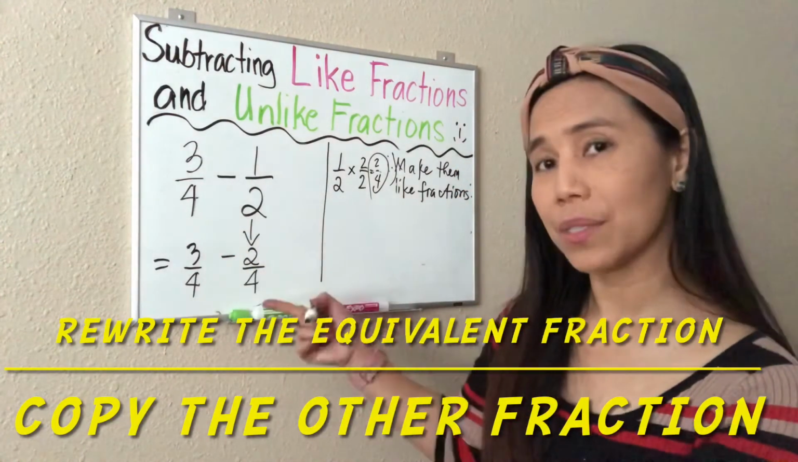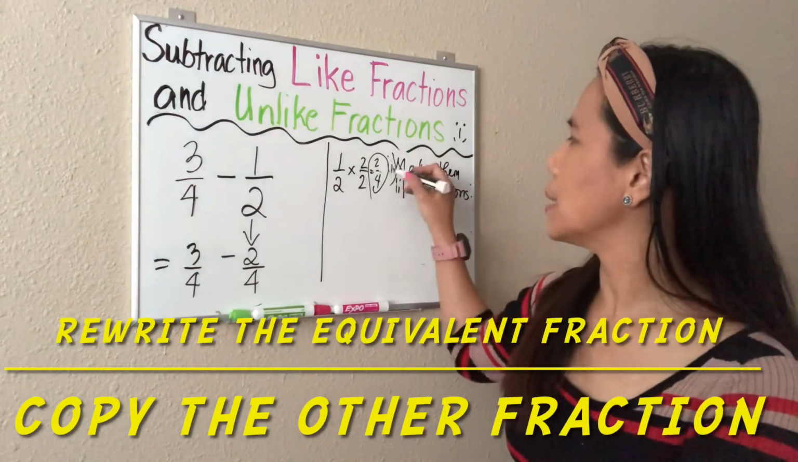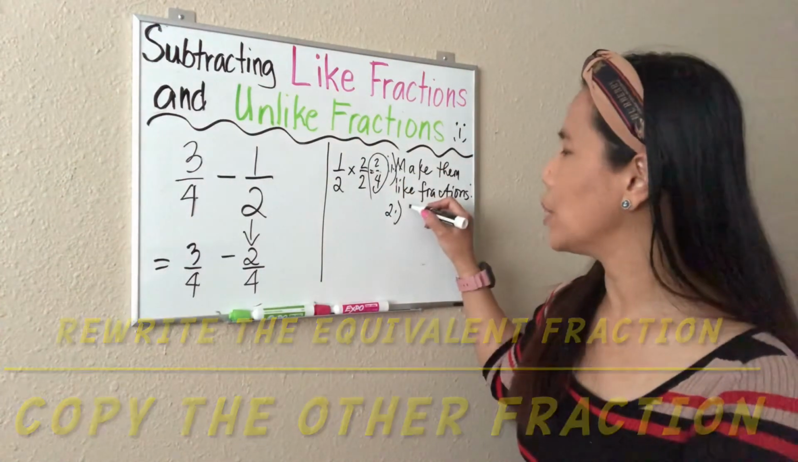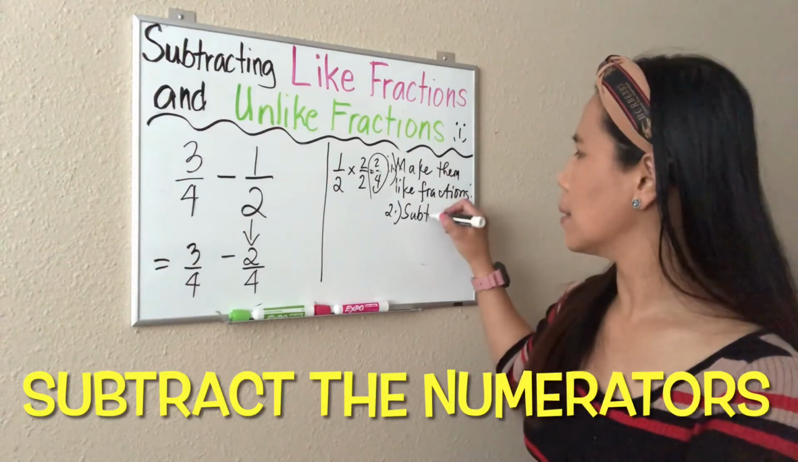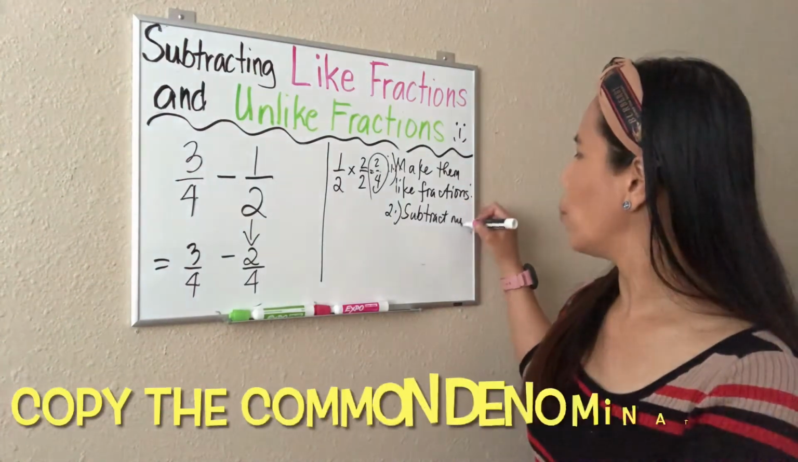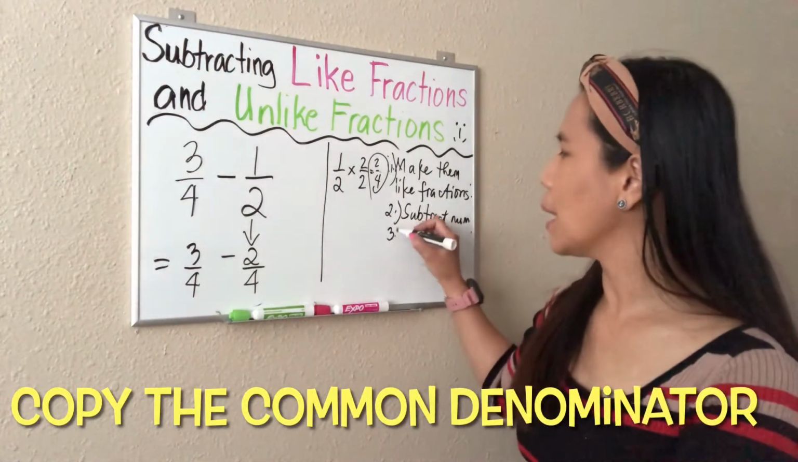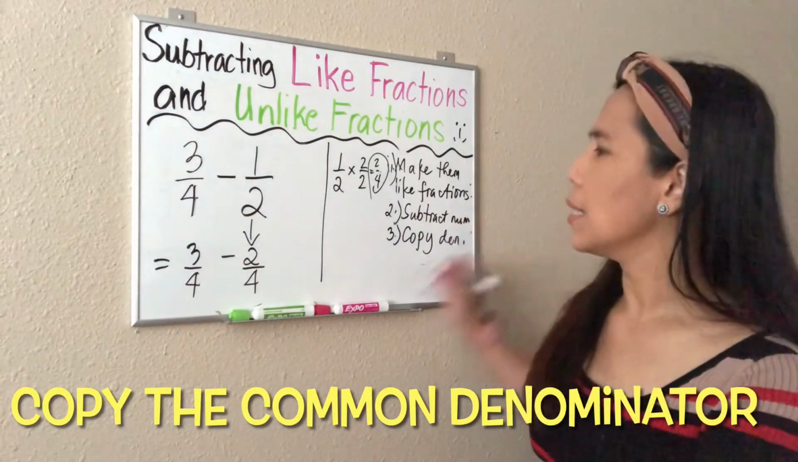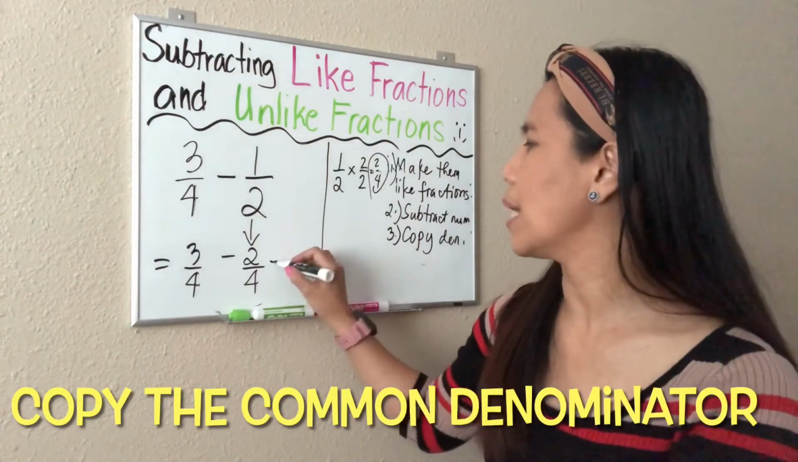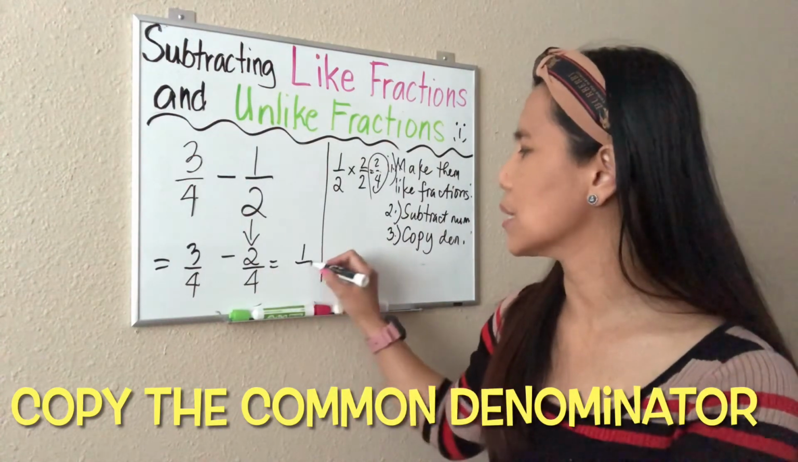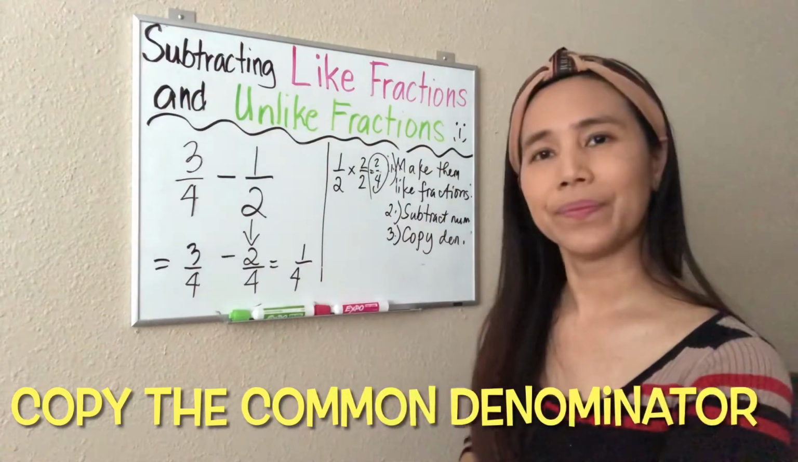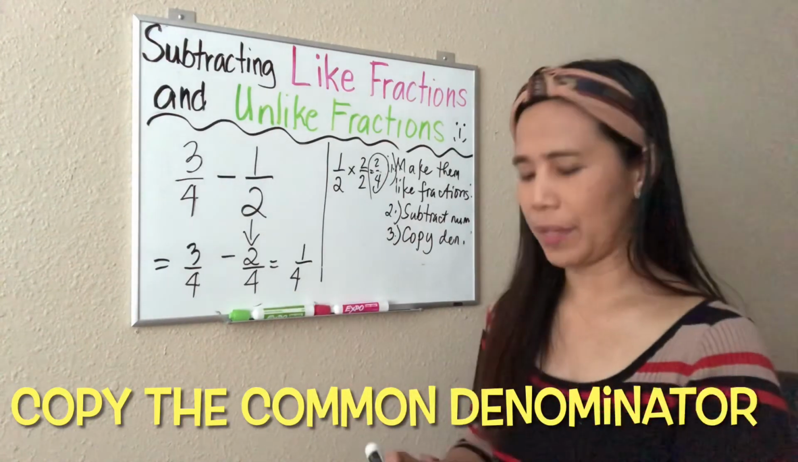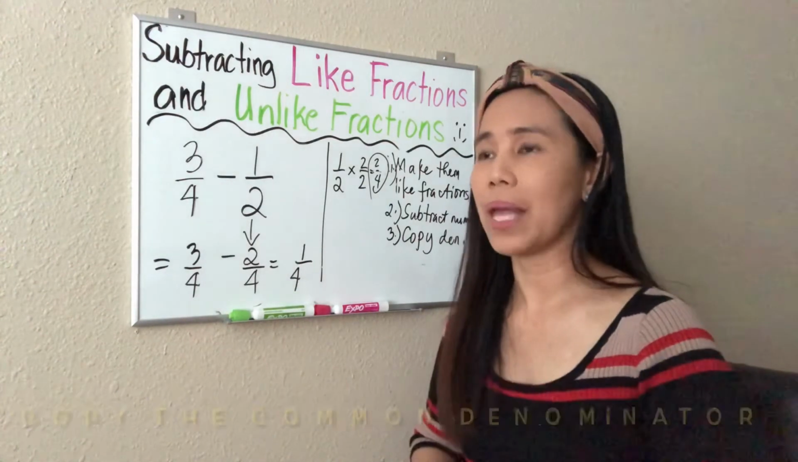We can now subtract. The same thing, just like we did a while ago, the next step would be we just subtract the numerators, and then we copy the denominator since they are now the same, right? So 3 minus 2 will give us 1, and then we just copy 4. And our answer will be 1/4. It cannot be reduced to lowest term anymore.